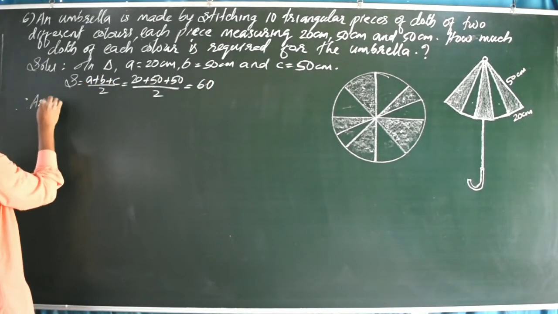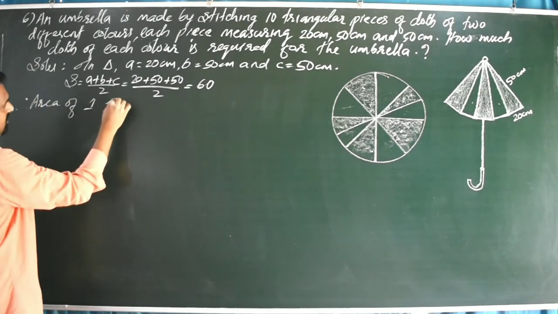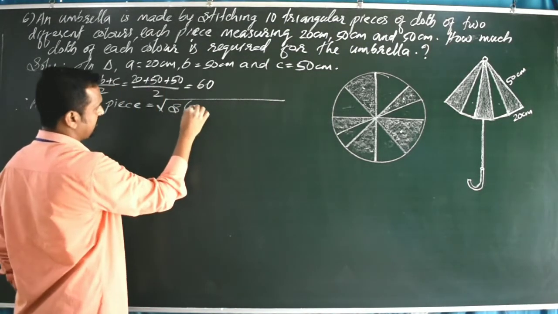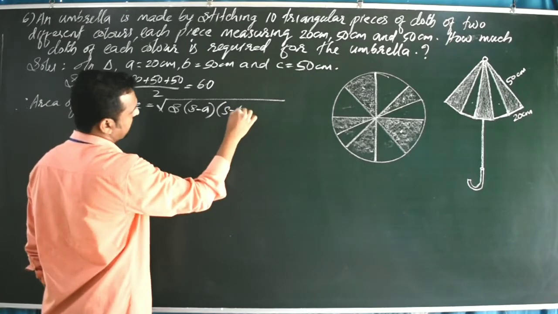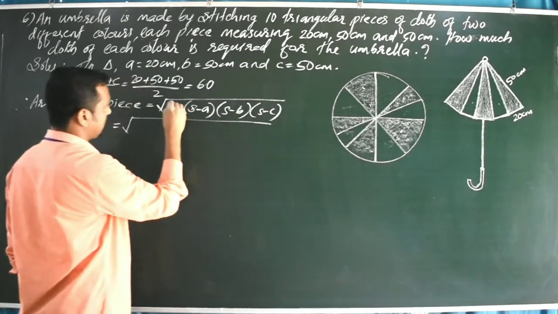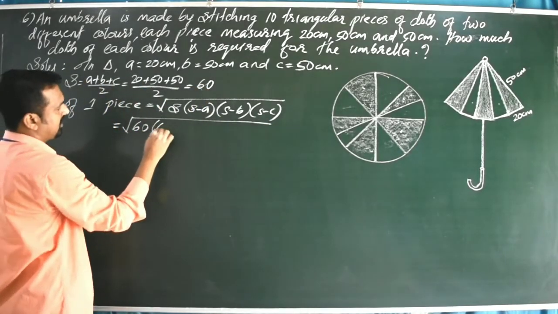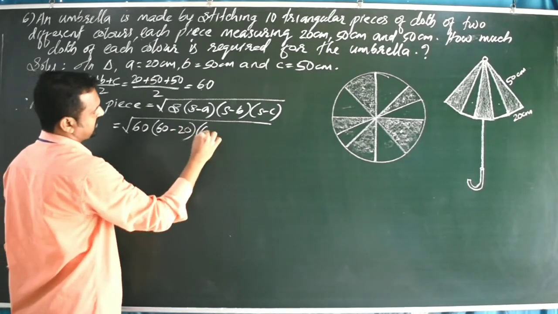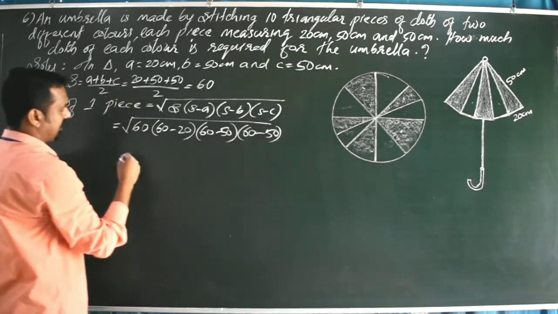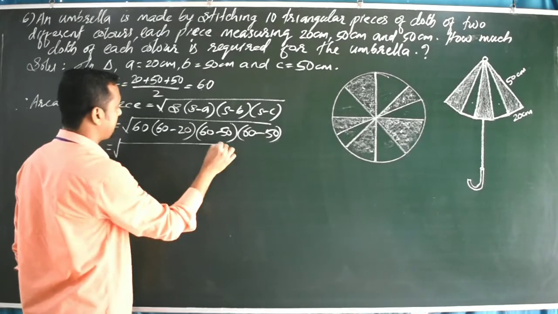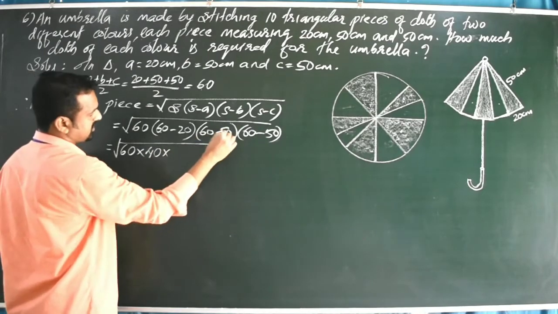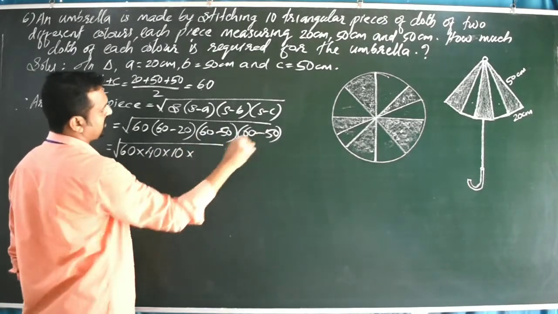Therefore, area of one piece is equal to square root of S into (S minus A) into (S minus B) into (S minus C). That is equal to square root of 60 into (60 minus 20) into (60 minus 50) into (60 minus 50). That is equal to square root of 60 into 40 into 10 into 10.